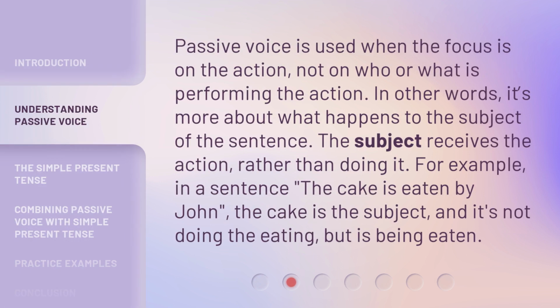Passive voice is used when the focus is on the action, not on who or what is performing the action. In other words, it's more about what happens to the subject of the sentence. The subject receives the action, rather than doing it. For example, in a sentence, the cake is eaten by John. The cake is the subject, and it's not doing the eating, but is being eaten.